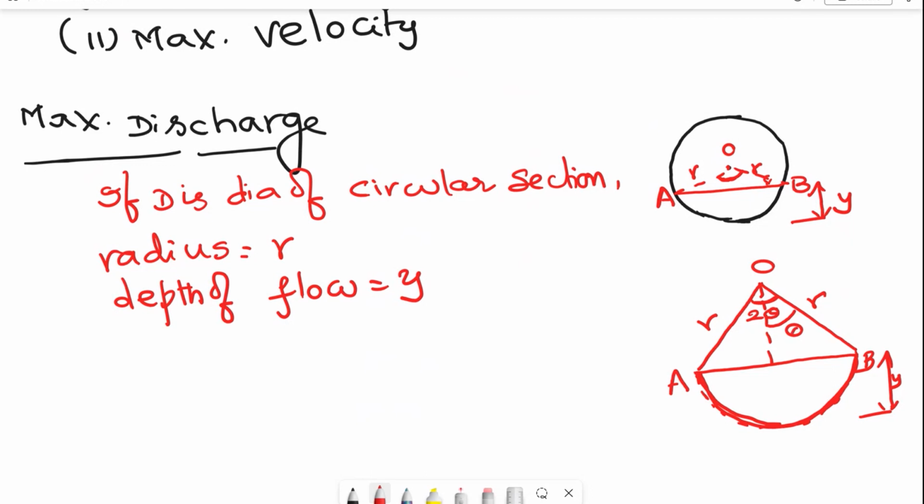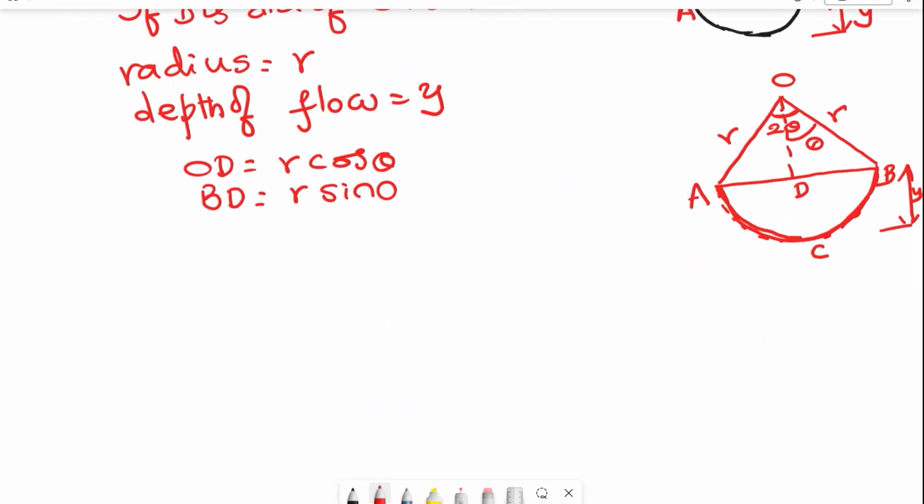Okay, right. Then naturally, if I call it some D, and this here C, what is OD equal to? Can you tell me OD is equal to R cos theta, and BD is equal to R sin theta. Keep it aside. Now let me go into the problem.